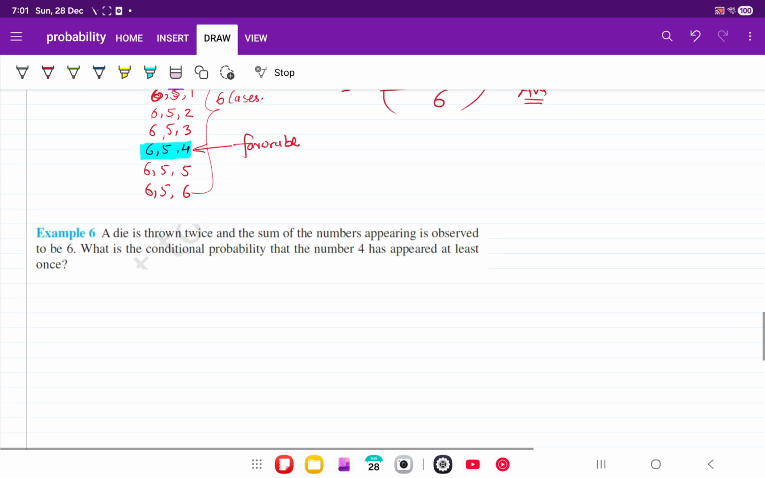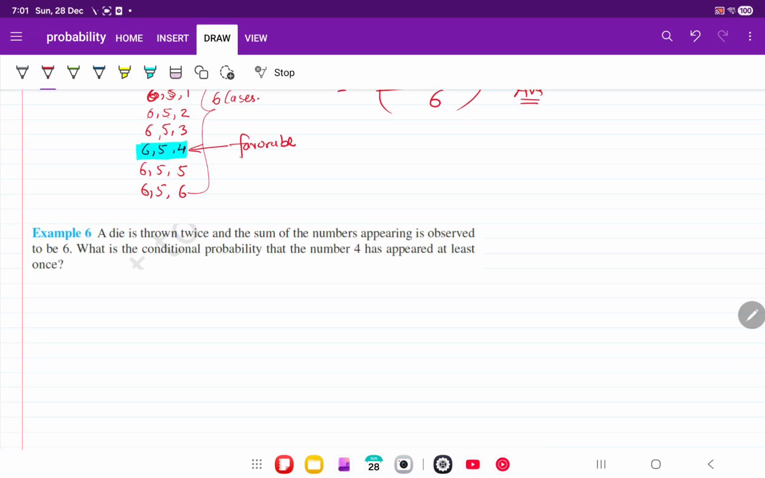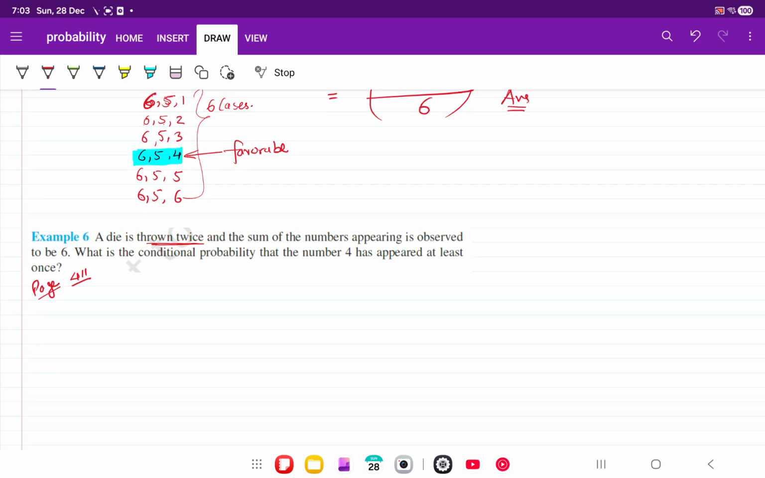Then one more problem from NCERT itself. Example 6, you will find on page number 411 of the new NCERT. A die is thrown twice. The sum of numbers appearing is observed to be 6. What is the conditional probability that the number 4 appeared at least once? Pause it and try to solve. I think you have tried so far.